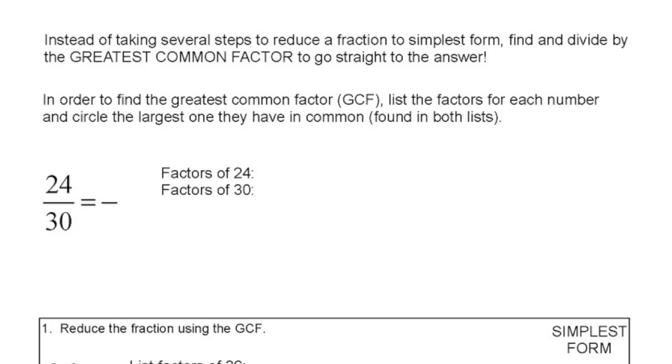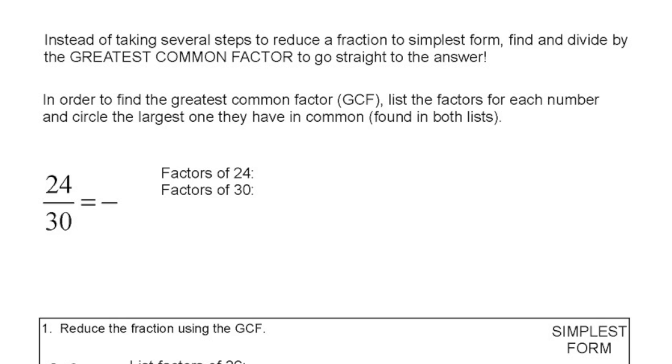So I see, instead of taking several steps to reduce a fraction to simplest form, find and divide by the greatest common factor to go straight to the answer. In order to find the greatest common factor, list the factors for each number and circle the largest one they have in common. So again, we have 24/30. We're going to use the exact same example.